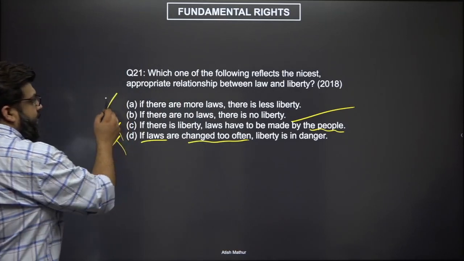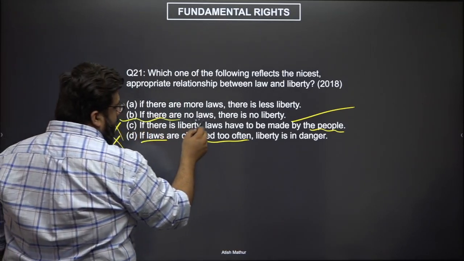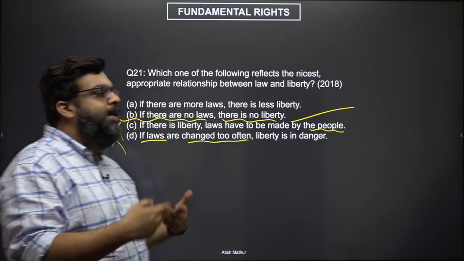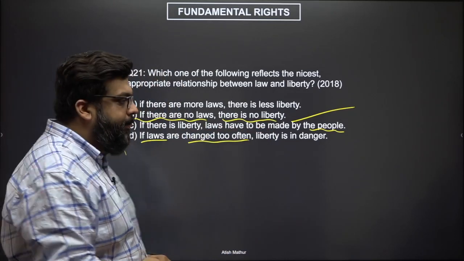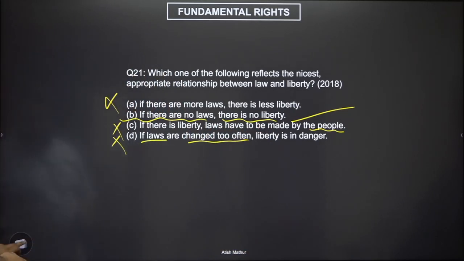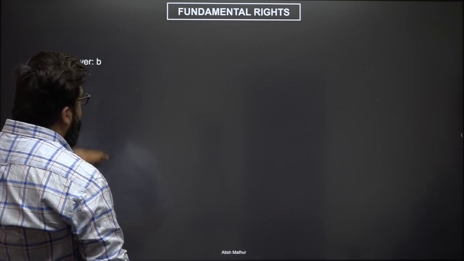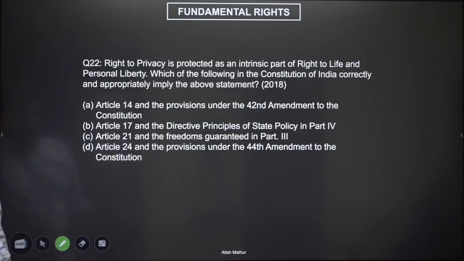What is definitely sure is, if there are no laws, then there is no liberty, because then there is no way to guarantee you that kind of freedom. So therefore, B should be the correct answer in this scenario, and if B is supposed to be the correct answer, it will be.